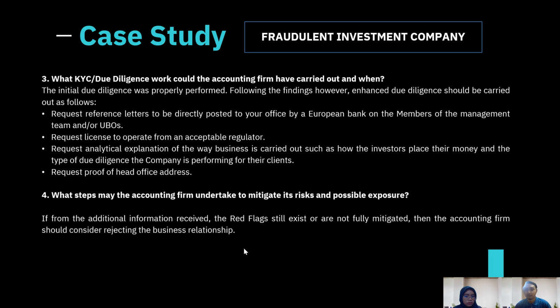Request an analytical explanation of the way business is carried out, such as how the investor pays their money and the type of due diligence the company is performing for the client. Lastly, request proof of head office addresses, because earlier they did not provide the actual office address. And the last question: what steps may the accounting firm undertake to mitigate risk and possible exposure?